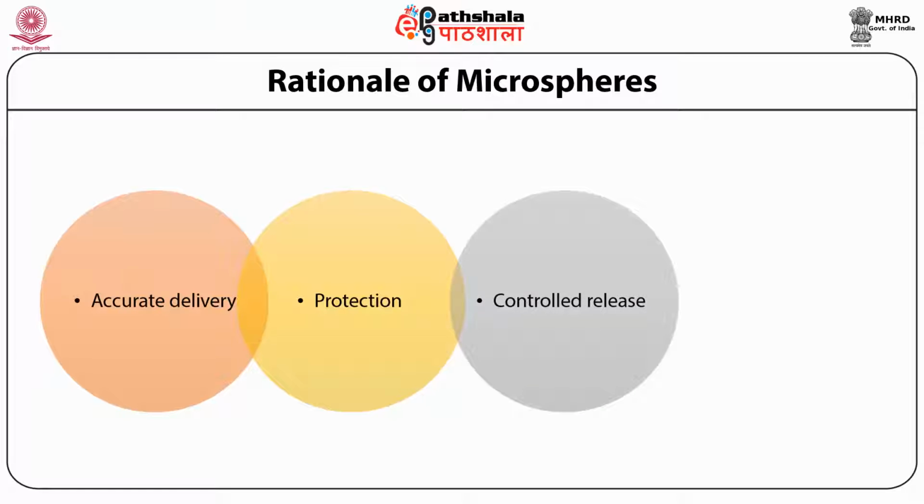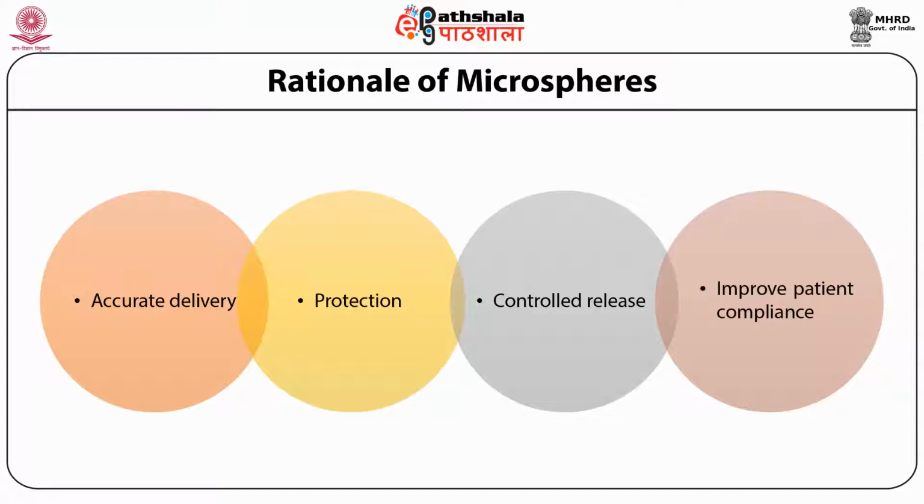Then we can control the release, as I have said earlier, for accurate delivery. We can control the release according to our requirement, whether we want first order release or zero order release, by manipulating the properties of the polymer. Finally, the main rationale of designing a microsphere is to improve patient compliance. How is patient compliance improved? When we convert a multiple dosing drug into a single dosing drug, which can be given once in 24 hours, patient compliance is improved, because by designing a controlled system we can control the release throughout the day by using a controlled release polymer.